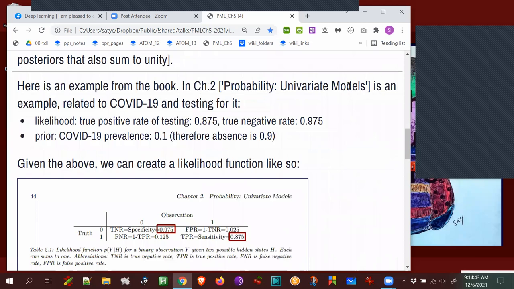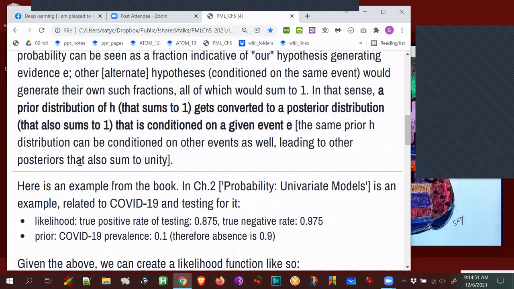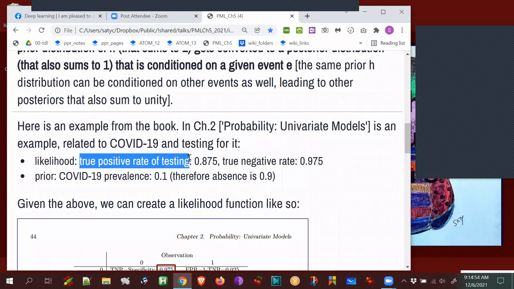If you go to chapter 2, the univariate models probability chapter, it's about COVID-19. So the likelihood they give you is the true positive rate. In other words, say you test positive, then what does that actually mean? That means the test is 87.5% accurate. So 87% of the time, a positive test actually would mean that you have COVID.